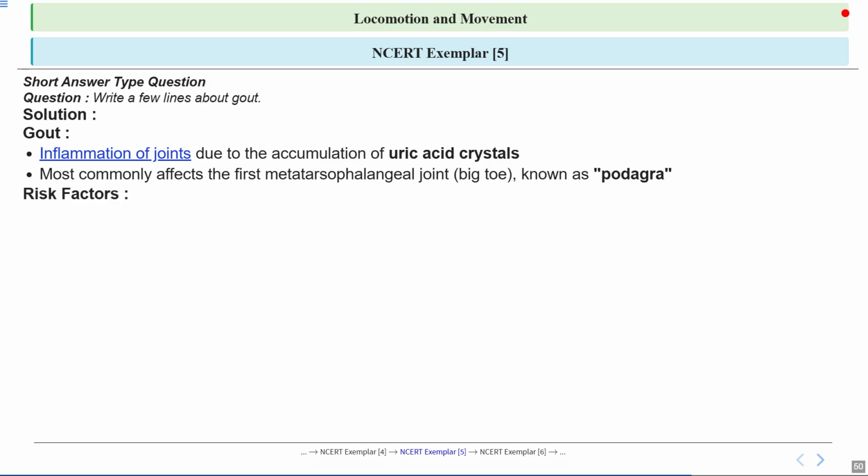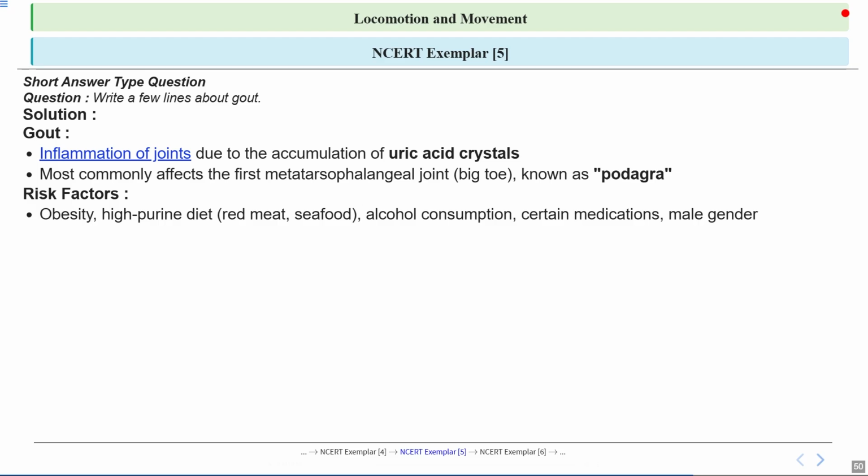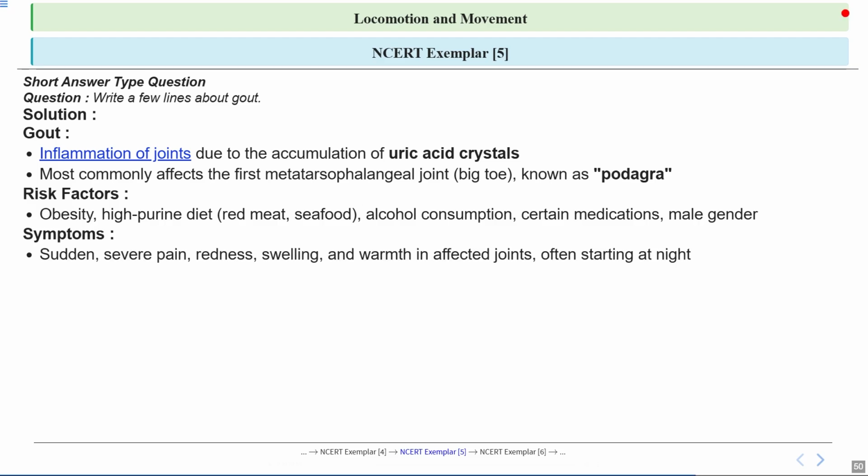Now let's talk about the risk factors. Risk factors include obesity, high purine diet, or we can say red meat or seafood, alcohol consumption, certain medications, and it majorly affects males. Now let's talk about symptoms. Symptoms include sudden severe pain, redness, swelling, and warmth in the affected joints, often starting at night.